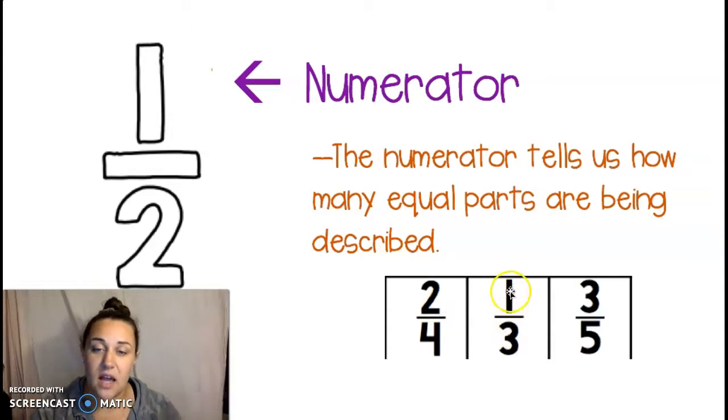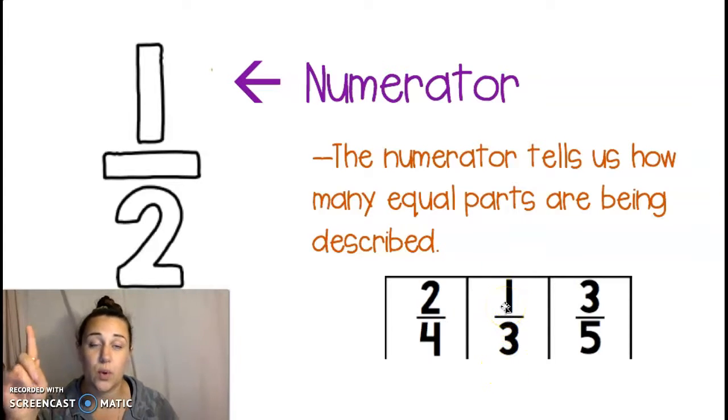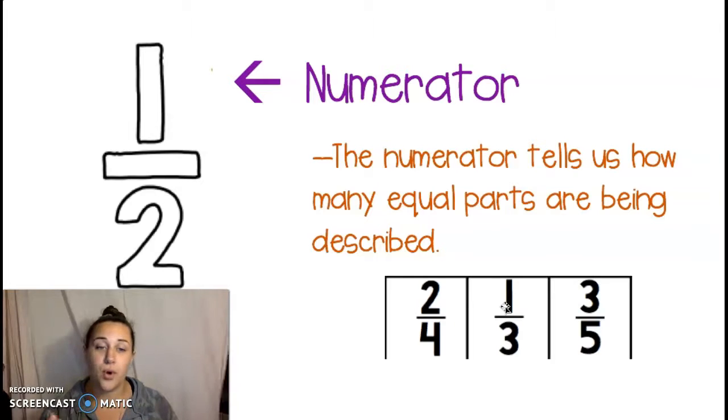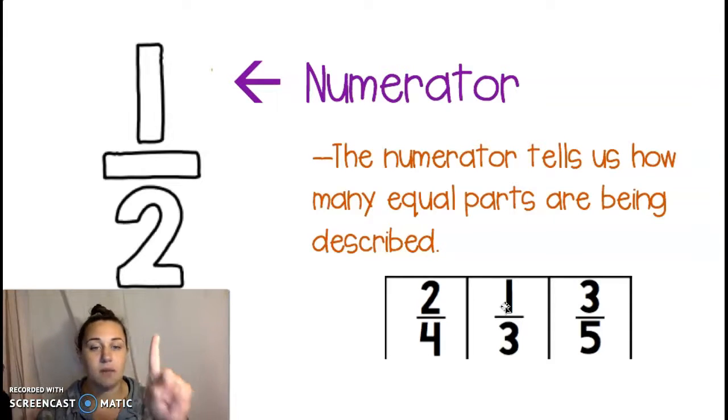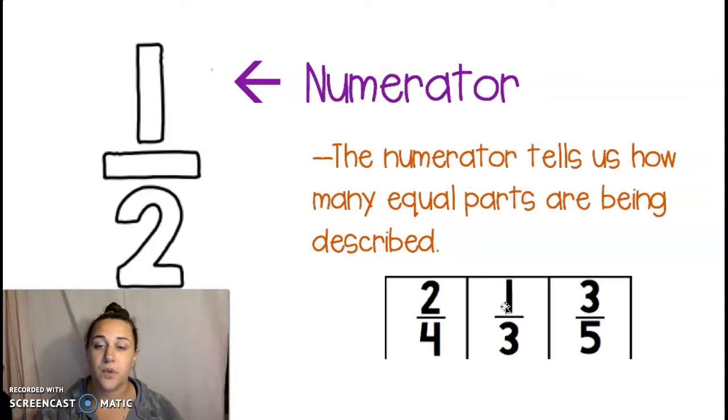In this case, I have a 1 out of 3. So I'm only talking about one equal part. Only one equal part. Maybe I can say I broke one of my 3 pencils. I'm only talking about one pencil that is broken. Okay? Now I have 3 out of 5. So my numerator is my 3, and that means I'm only talking about 3. 3 out of 5. Maybe 3 out of my 5 cats have green eyes. I'm only talking about 3 that have green eyes. That's what we're describing. We're describing the numerator, and that's how many. That just tells us how many they're talking about.